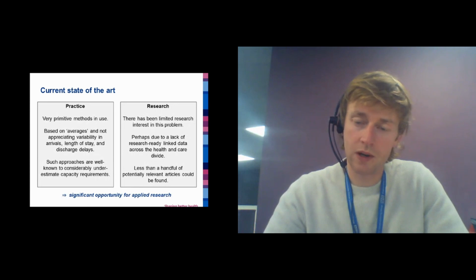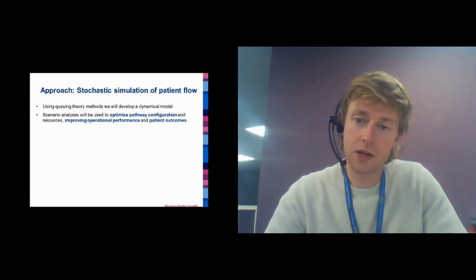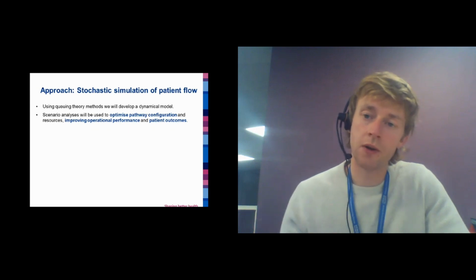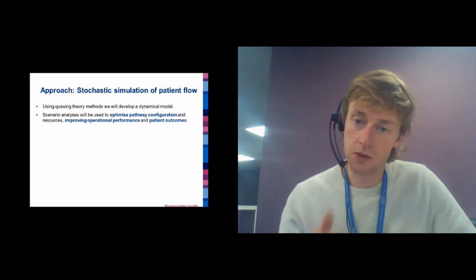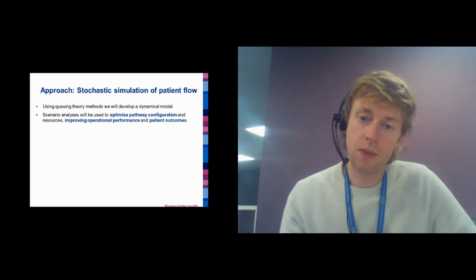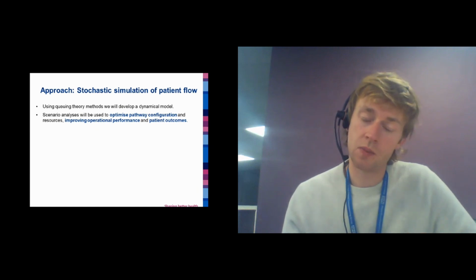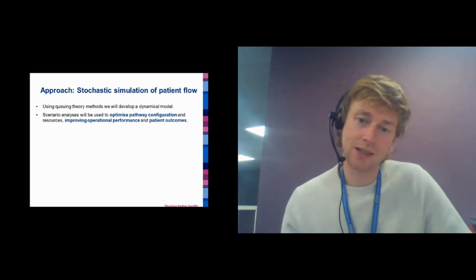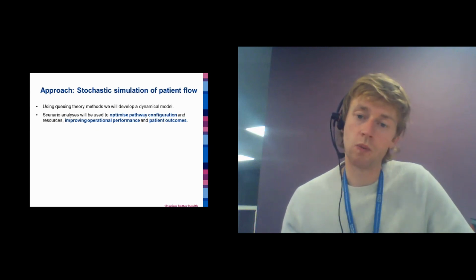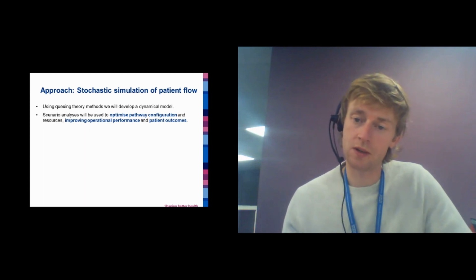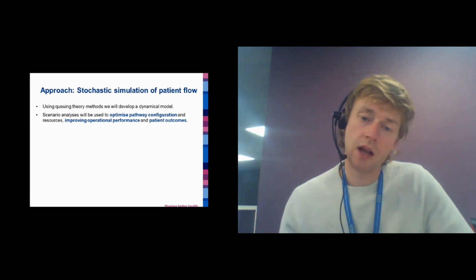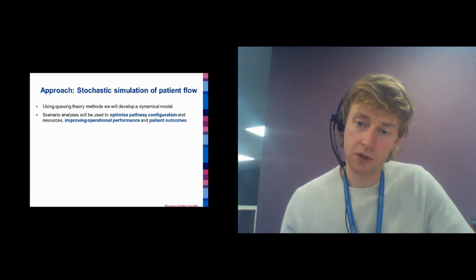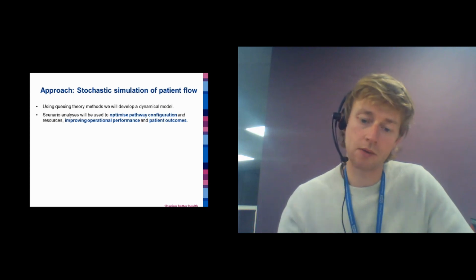The approach we're looking to take in this project is stochastic simulation. We're basically simulating patient flow along this pathway from acute discharge readiness through community to social care. We're using queuing theoretic methods to develop what will be a dynamical model. And then we'll use this as part of what-if hypothetical scenario analyses to determine the optimal pathway configuration in terms of where to allocate capacity and funding to those different settings of care, with the hope that this will improve operational performance as well as, crucially, patient outcomes.